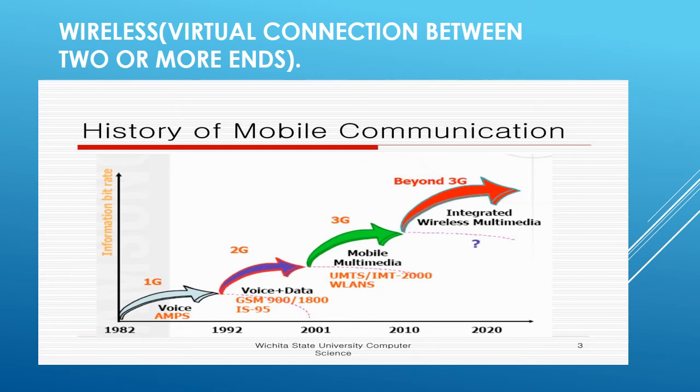Let's see about the different types of wireless connections. First, I will deal with mobile communication. Here you can see a brief history of mobile communication. 1G was for voice, 2G was for voice and data, 3G was for mobile multimedia, and 3G onwards is for integrated wireless multimedia.